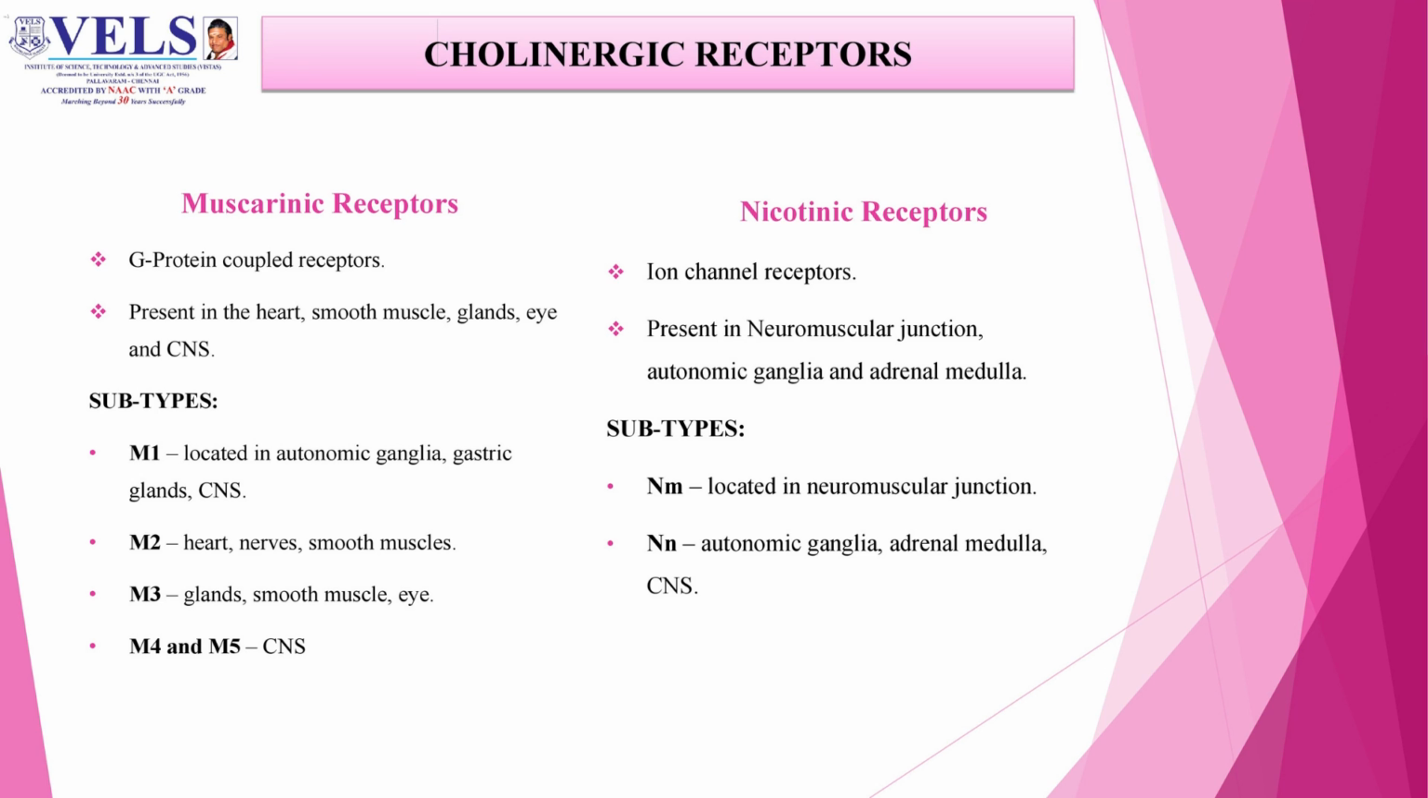Nicotinic receptors are ion channel receptors. They are mainly present on the neuromuscular junction, autonomic ganglia and adrenal medulla. They have two types, NM and NN. NM is mainly located in the neuromuscular junction, whereas NN is present in the autonomic ganglia, adrenal medulla and CNS.